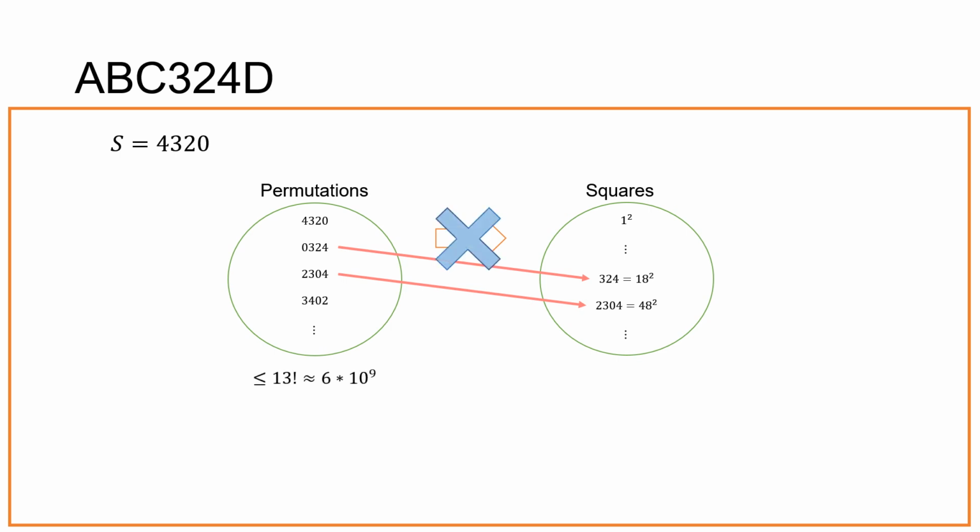However, we can't do that because the length n is at most 13 and the number of permutations is 13 factorial, which is about 10 to the 9th. Now, we can't start with the left side set, but how about the right side set? We want to know all the possible square numbers string S can generate, but they can be at most 13 digits and less than 10 to the 14th.